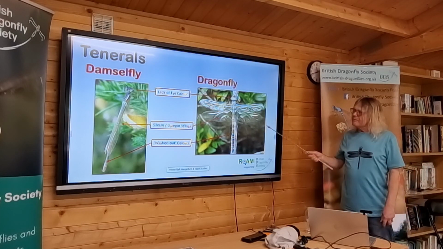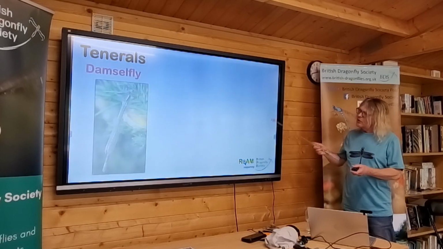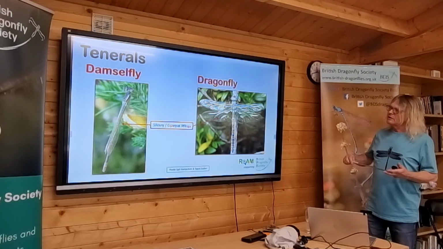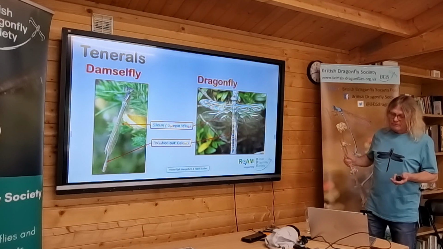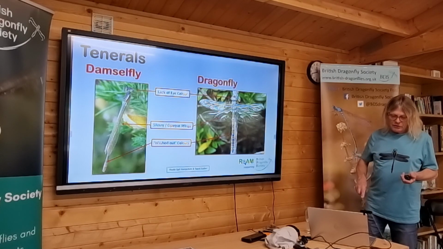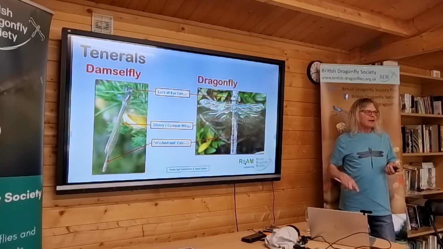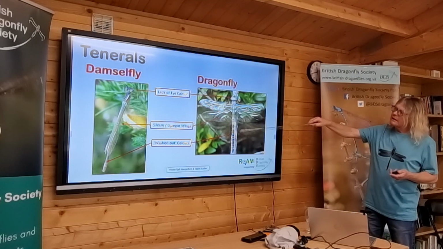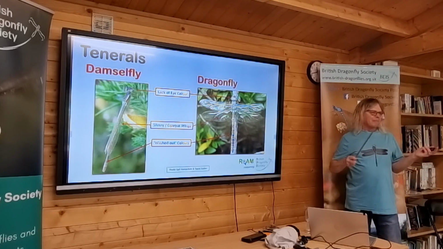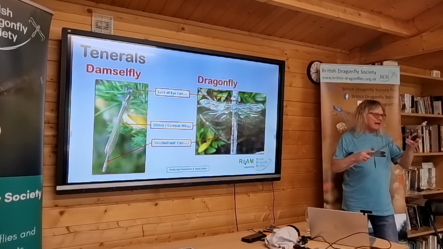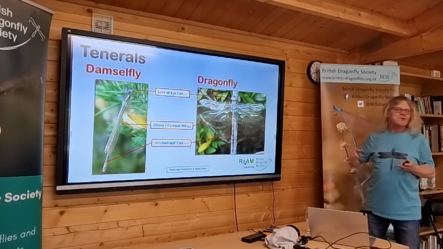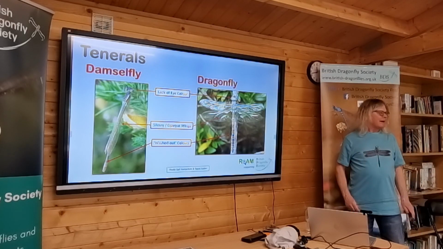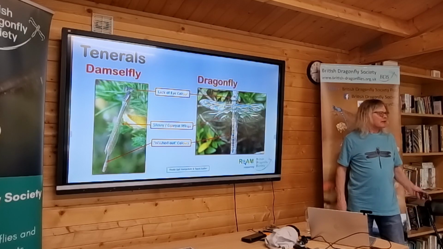Tenerals tend to stay in their teneral condition for 24 hours. And then their immature condition, before they're mature, lasts 5 days to 2 weeks, depending on the species. So the larger dragonflies take longer to become mature. The little damselflies probably won't leave their area much when they're immature, so you will see immature ones around. The dragonflies tend to disperse a lot more and then come back to water bodies to breed and oviposit again when they're actually sexually mature.